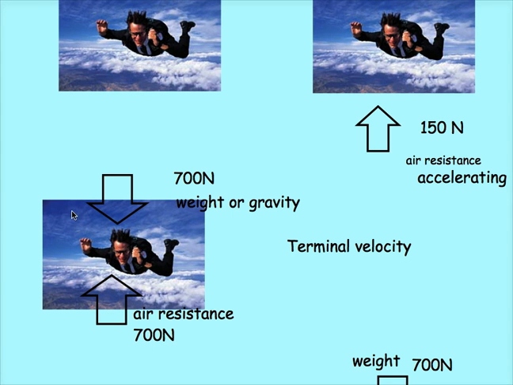At this point, it's now nicely balanced. We have no resultant force, okay? But knowing that the man was moving in the first place must mean that this man has a constant speed. And we call that constant speed terminal velocity. So great, now what does he do?